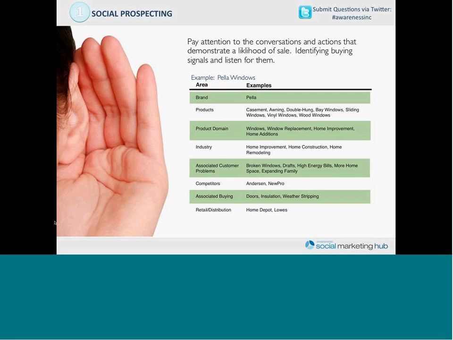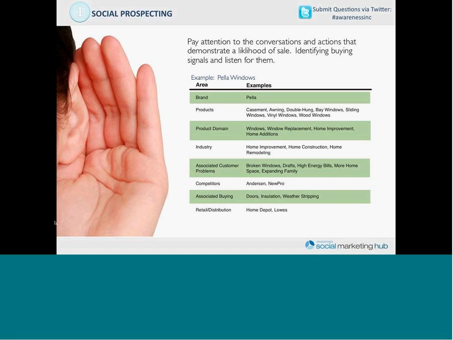Now, where most people focus is on really the bottom up. You start to focus on things like brand, and if you're using Pella Windows, for example, you want to know about Pella or any specific brands, any products like casement or awnings or double hung windows or bay windows, whatever it is specifically. Product domain, industry, associated customer problems, I have broken windows or drafts, any competitors.